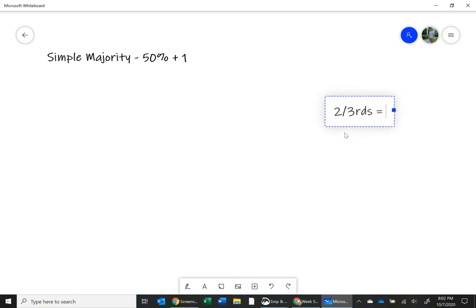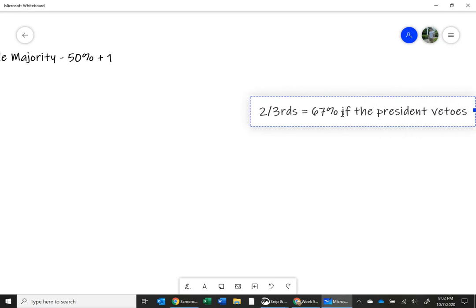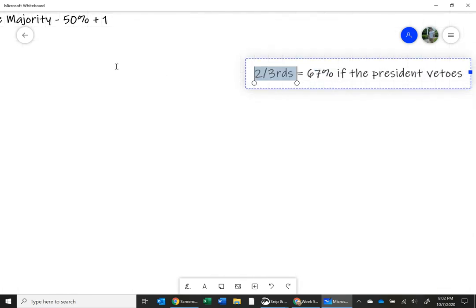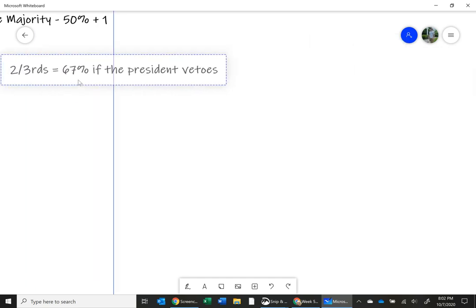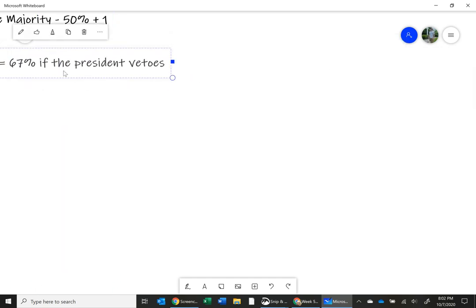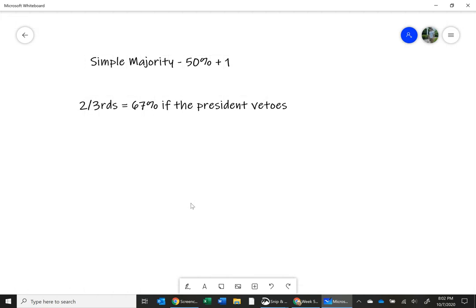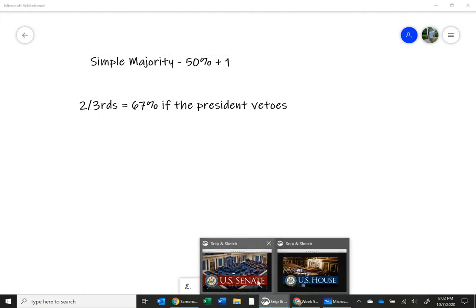Two-thirds equals approximately 66.66%, and we don't have 66.666% of a person, so we'll call it 66.7 or 67% approximately that you need in order to pass, and that's if the president vetoes the bill. Okay, so we'll move that over here. So if the president ends up vetoing the bill, we need to actually change this, okay, to a two-thirds vote. So let's see how that actually works in the House and the Senate.